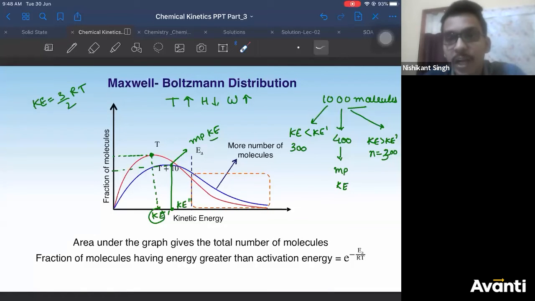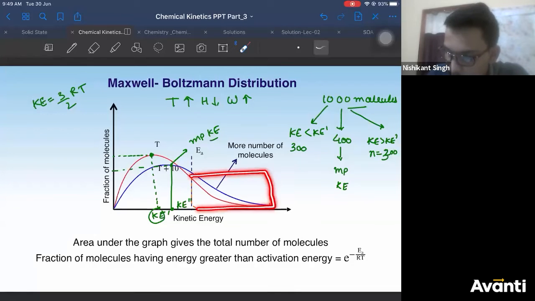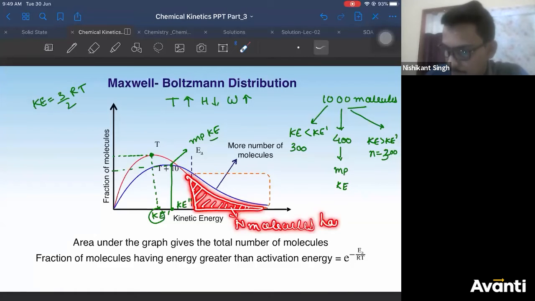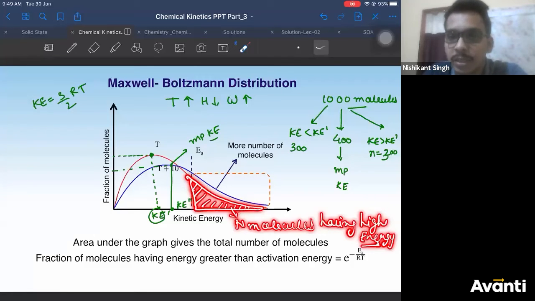Right? So now you find the area under the graph. So if you take this section, right, we are finding the area under the graph here. So this will give you the number of molecules having high energy, or having energy greater than maximum kinetic energy. Correct? So these molecules have most probable kinetic energy. So these molecules have high energy.